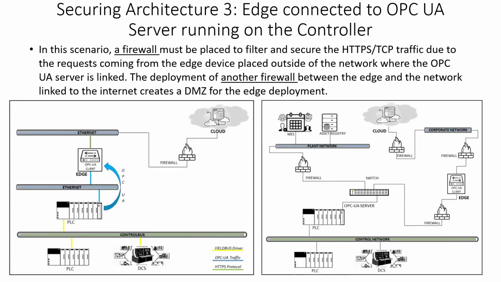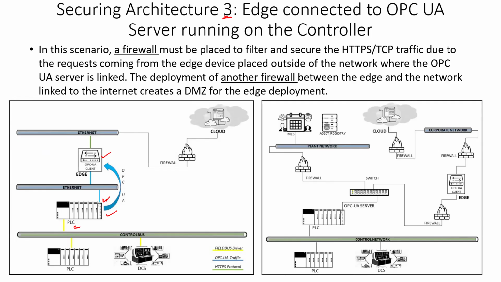Okay, now the third architecture. In this architecture, the edge device connects to an OPC server, which is running directly on the PLC. We see that on the PLC we have a card with the OPC server installed on it, and then it is connected directly to the edge as the OPC client. So this means that any communication from the edge goes straight to the control infrastructure.